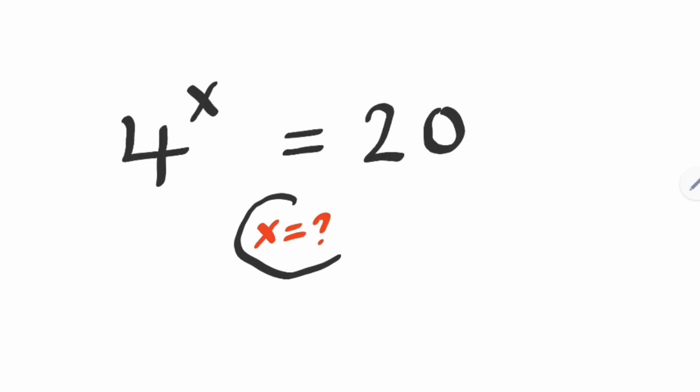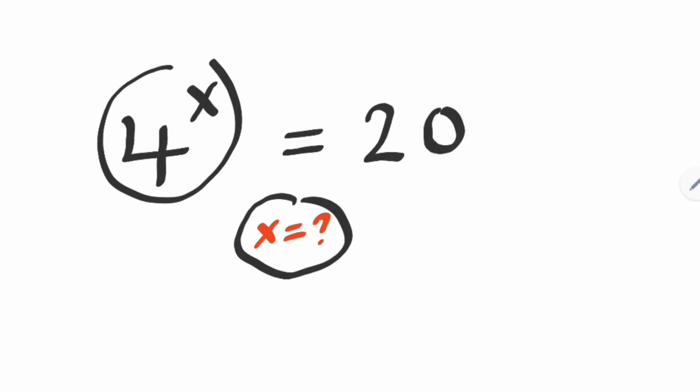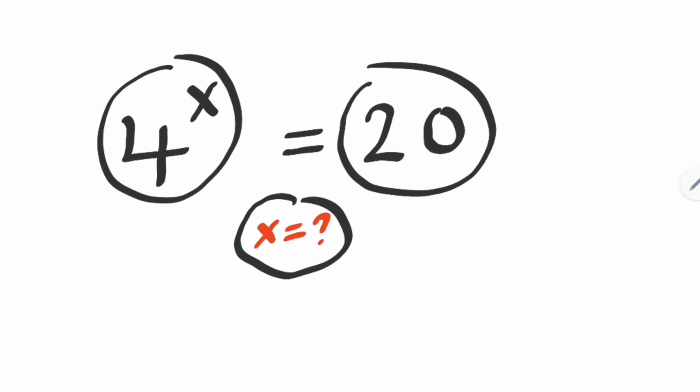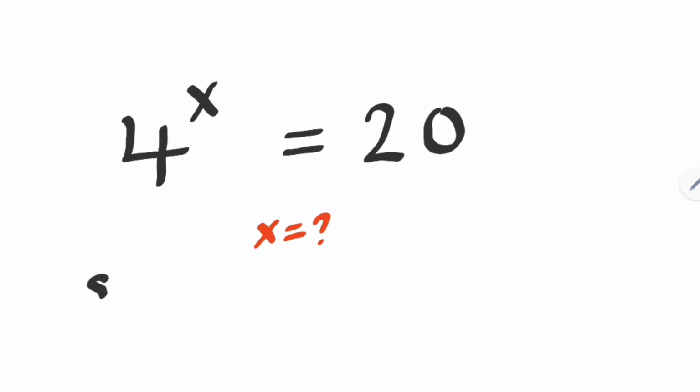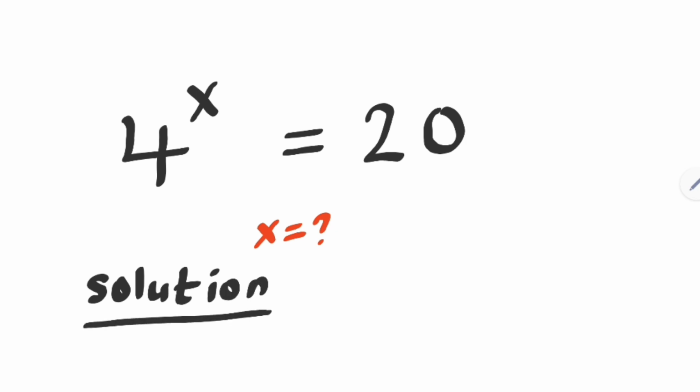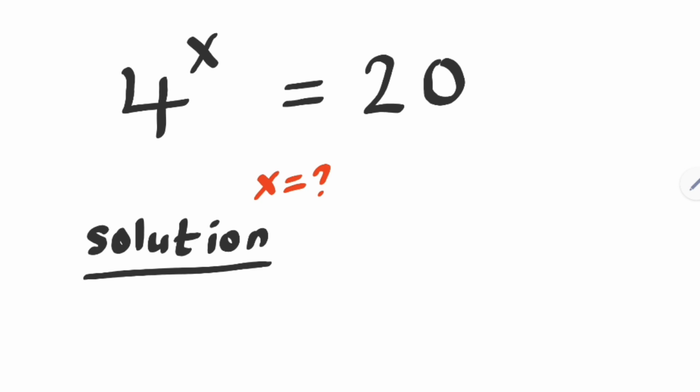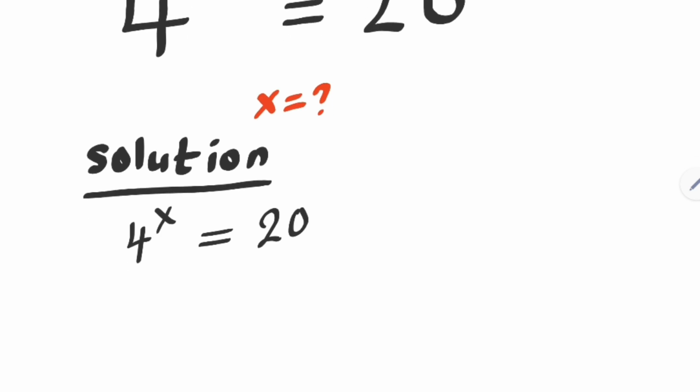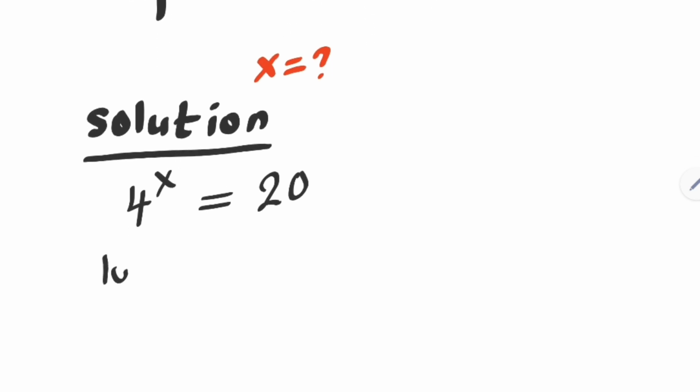Let us solve for s given 4 raised to power s is equal to 20. The given equation is 4 raised to power s is equal to 20. Let us take the log on both sides of this equation. Log 4 raised to power s is equal to log 20.